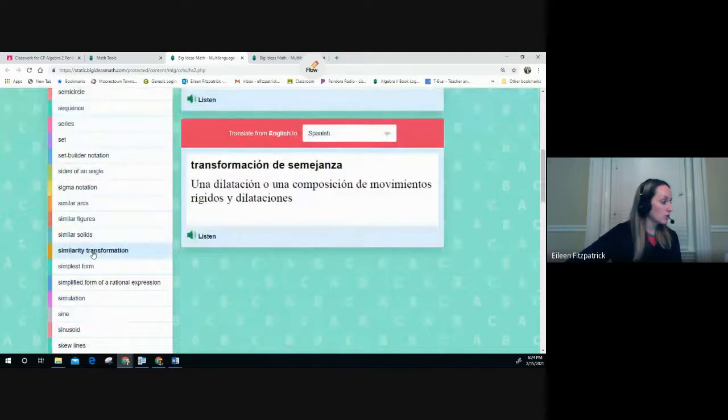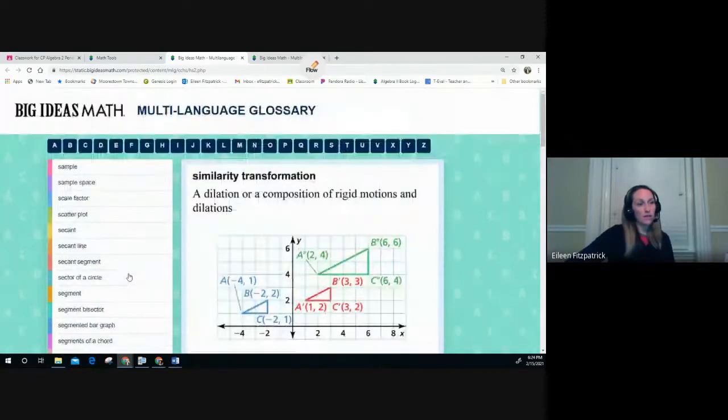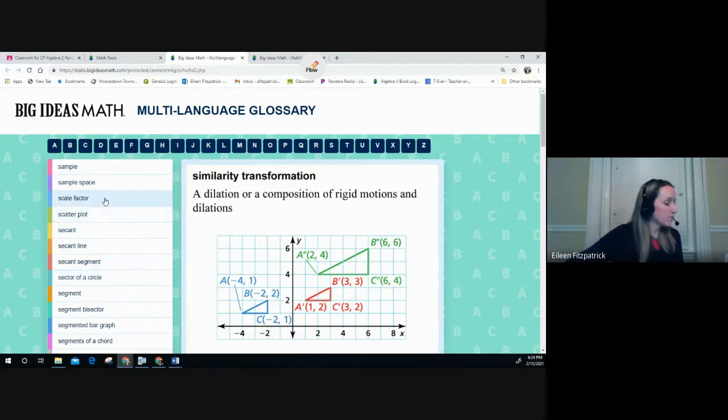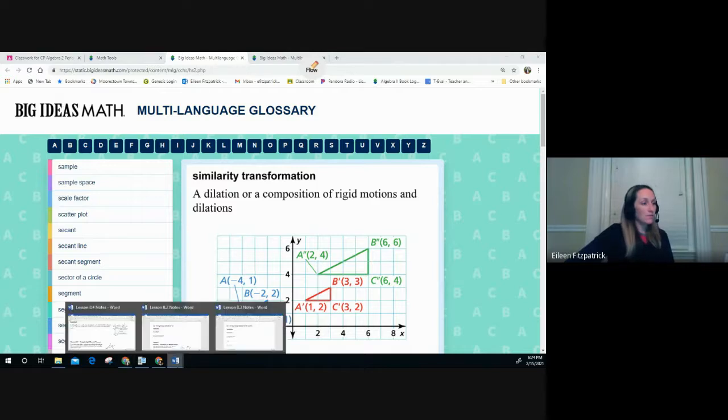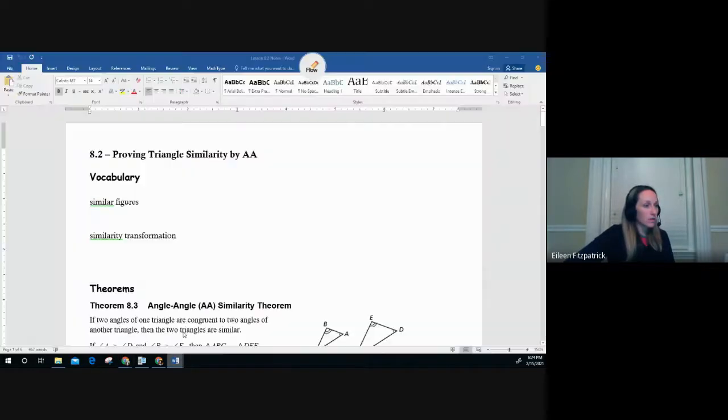Next is similarity transformations, which we already defined as well, but I want to review it one more time. A dilation or composition of rigid motions and a dilation. So a dilation is the one transformation that we've studied that changes the size of the shape, so it produces a similar figure. Okay, so that was it for vocabulary for lesson 8.2.